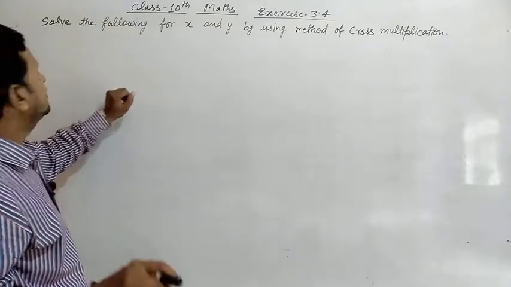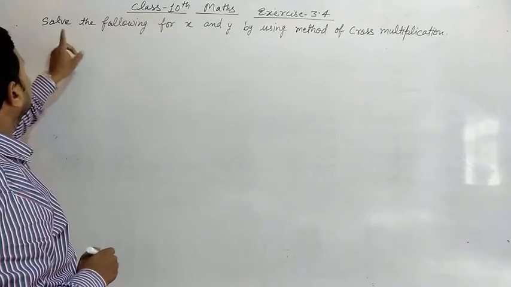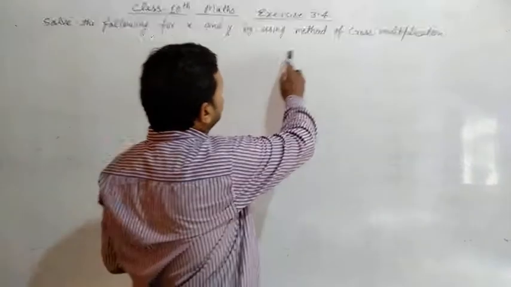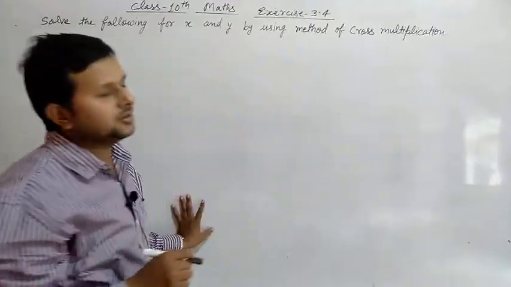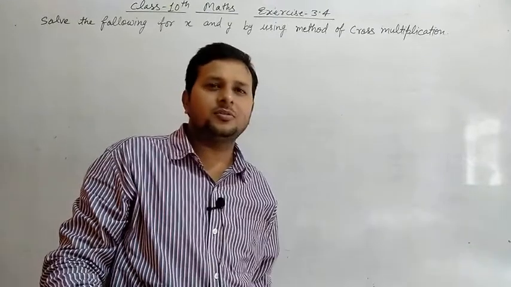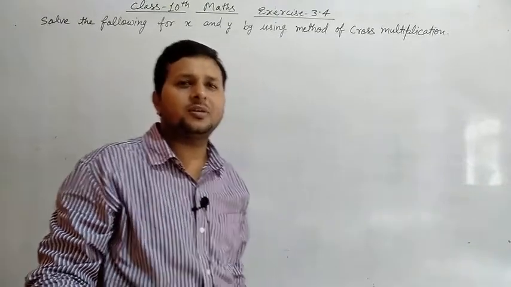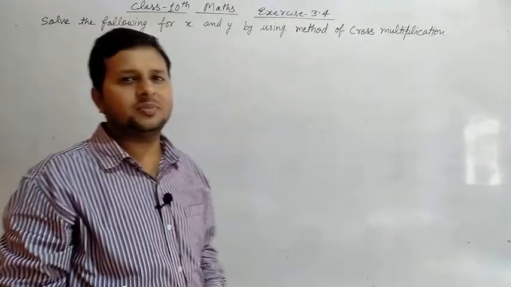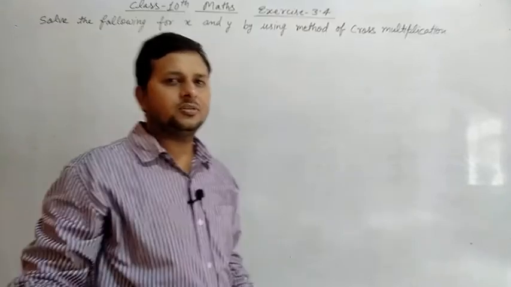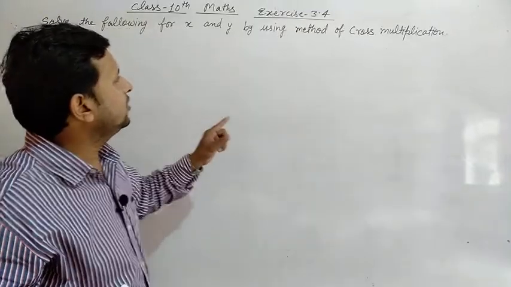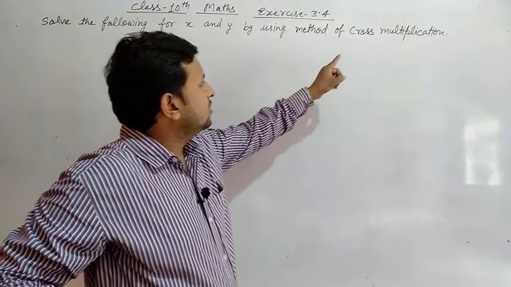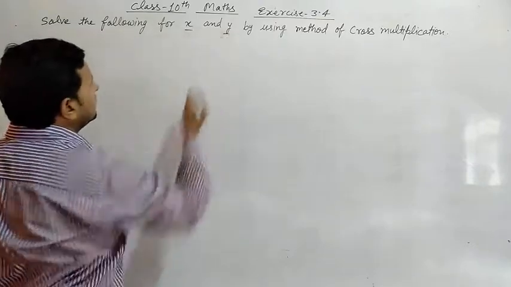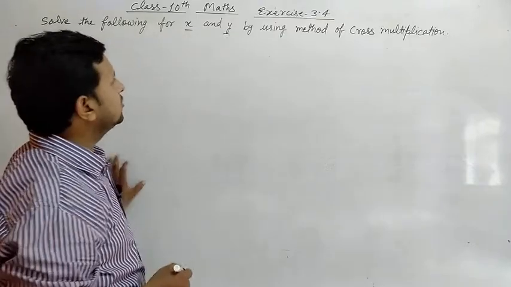In this exercise, we have to solve the following for x and y by using the method of cross multiplication. As in earlier videos, we have solved exercises 3.1, 3.2, 3.3 using different methods, like the elimination method and substitution method. In this way, we have to solve here using the cross multiplication method, for two variables x and y.